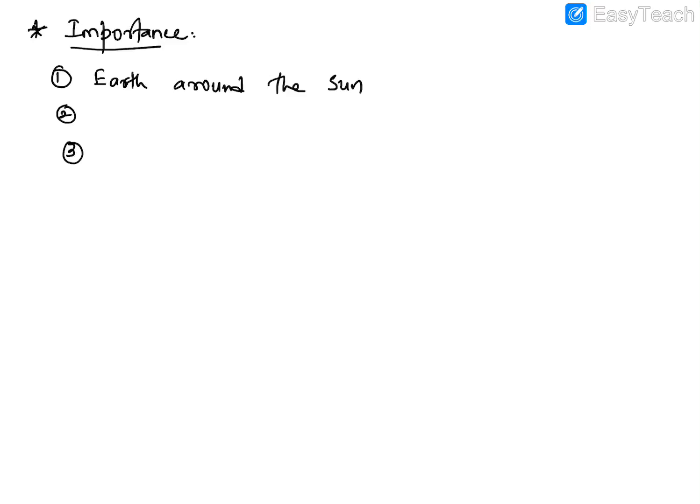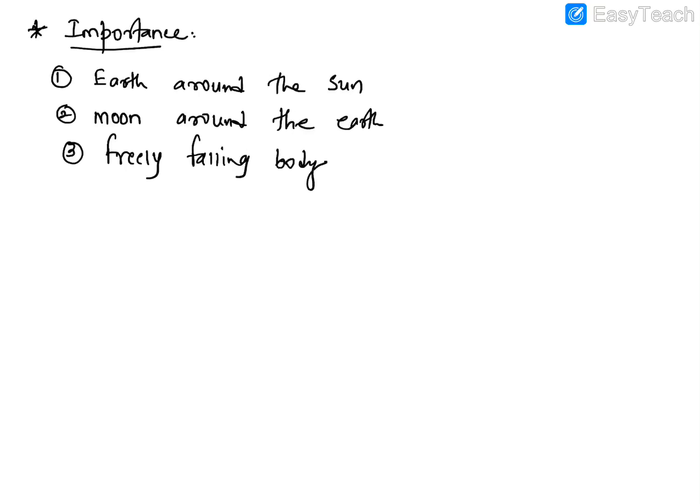So the first one was the Earth around the Sun. The second one is the motion of the Moon around the Earth. And the last one is the motion of a freely falling body. As we know, whenever you release any body, it moves towards the center of the Earth.